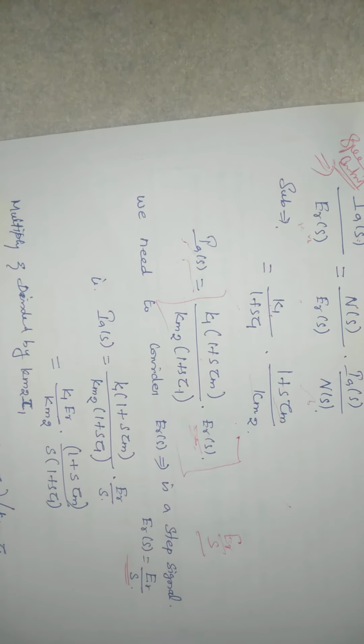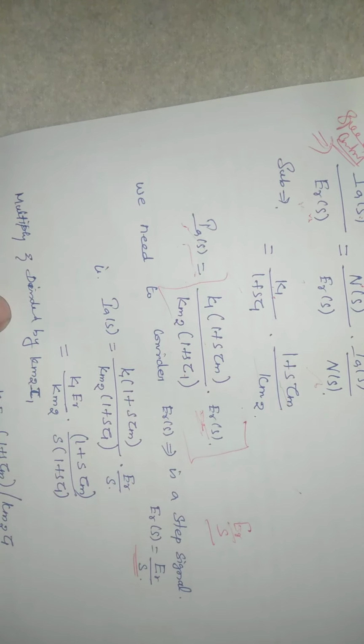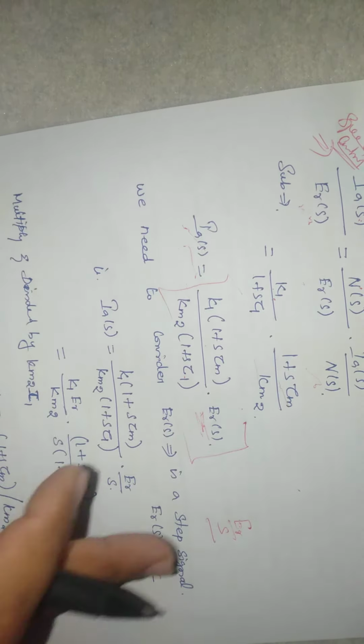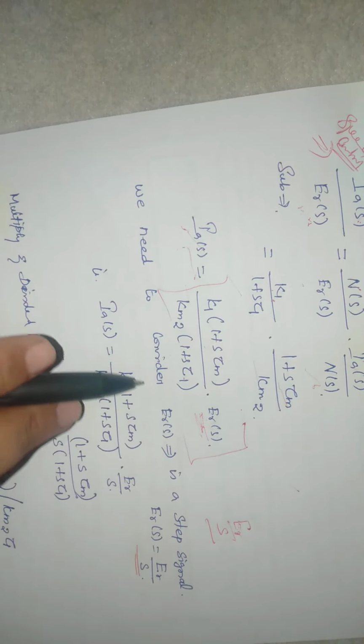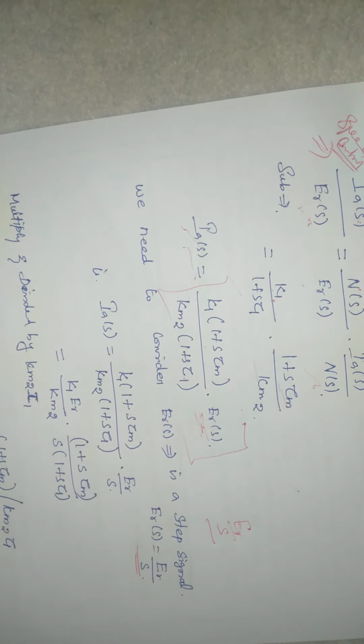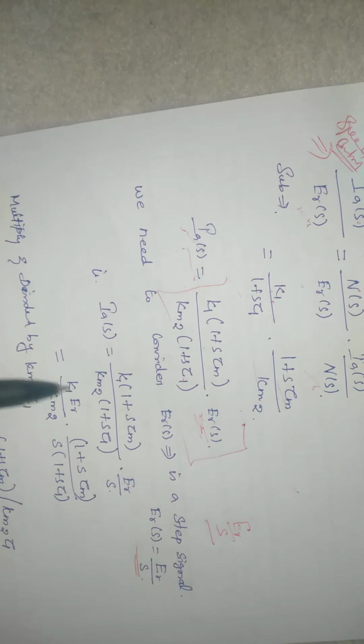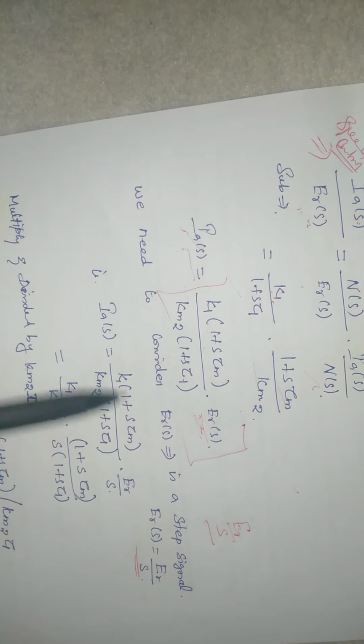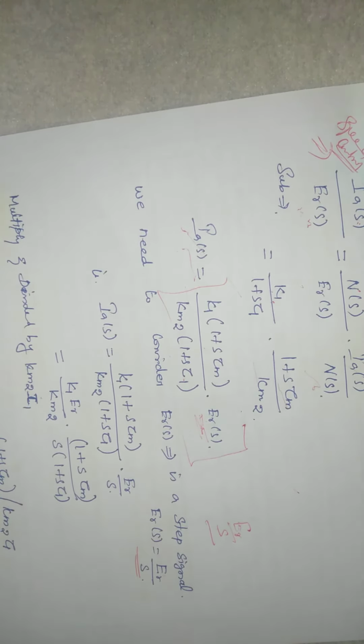So we are taking Er(s) equal to Er divided by s, just substituting this Er(s) as Er divided by s. So the term is rearranged: k1 Er divided by km2, and this (1 plus s tau m) divided by (1 plus s tau 1).